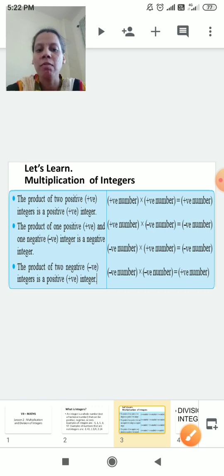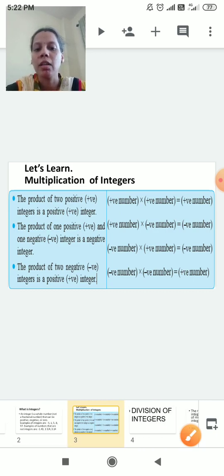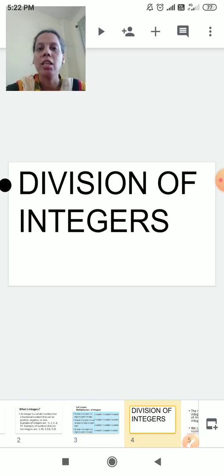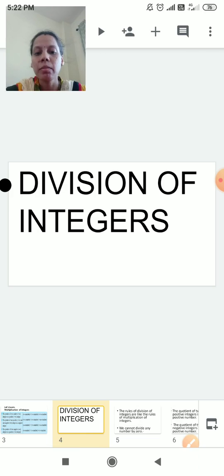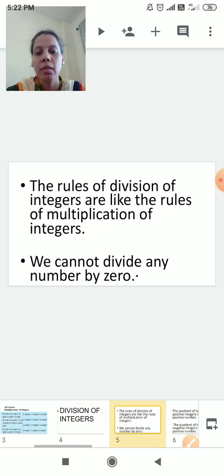Now we'll start with the next topic, that is division of integers. In the previous class we studied multiplication of integers. Now we'll start division of integers. To divide integers, there are a few rules that we will see first. The rules of division of integers are like the rules of multiplication of integers. It is the same as multiplication of integers. The rules we have seen, those only are the same for division of integers also.